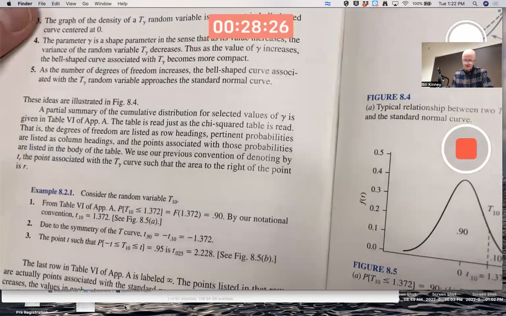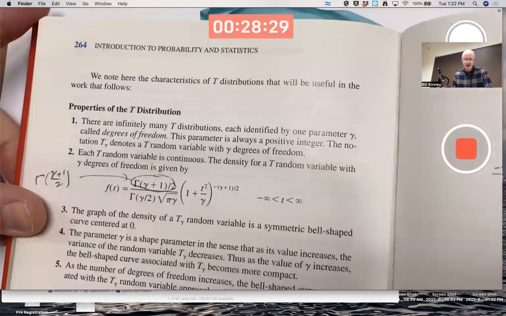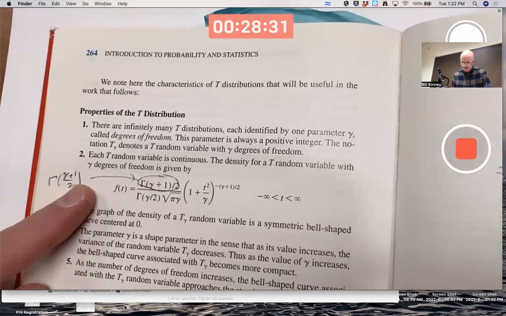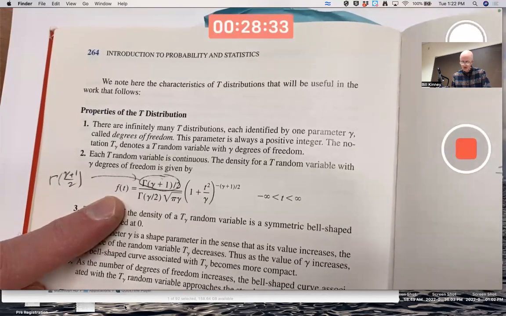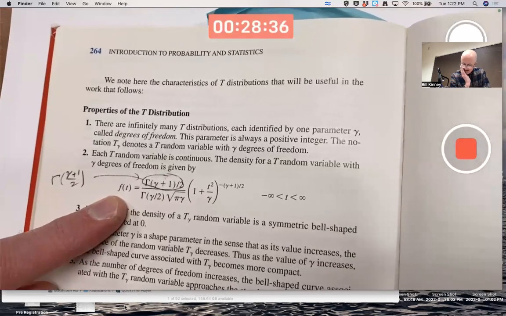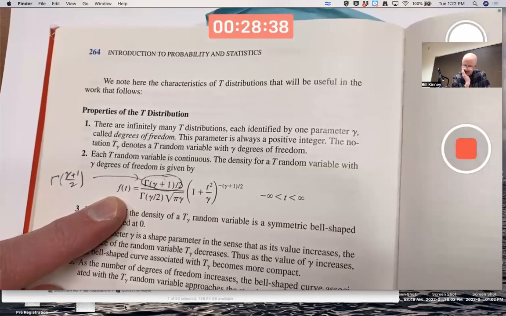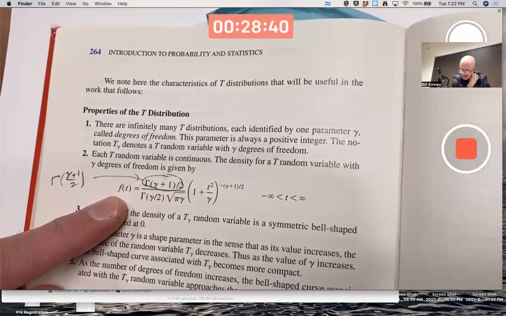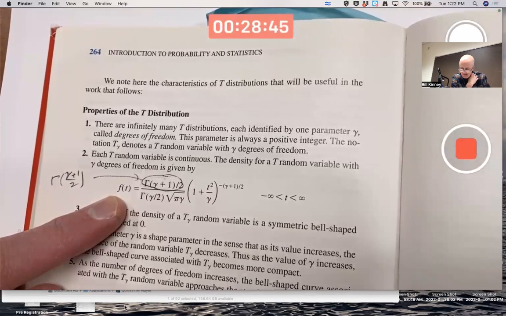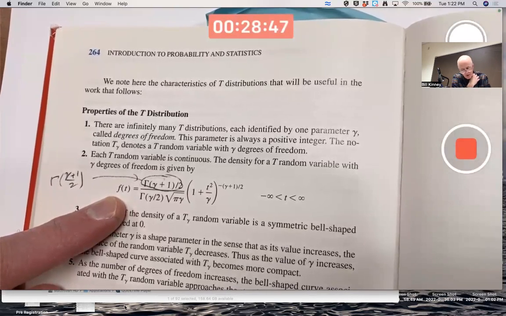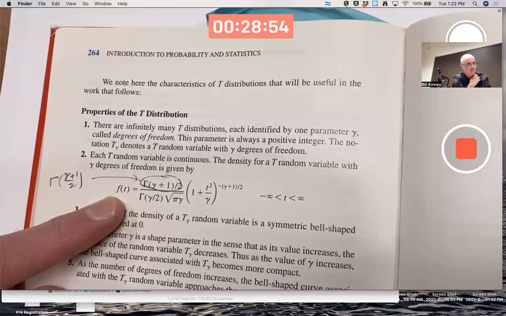What is a T distribution? There's its PDF, with a typo. It's on page 264. That's a T distribution PDF with little gamma degrees of freedom. And the capital gamma is the gamma function. Do you need to know this PDF? No, you don't typically need to know it or use it, but if you want to use it, you could, with Mathematica, probably. Otherwise, you just use technology or the table.